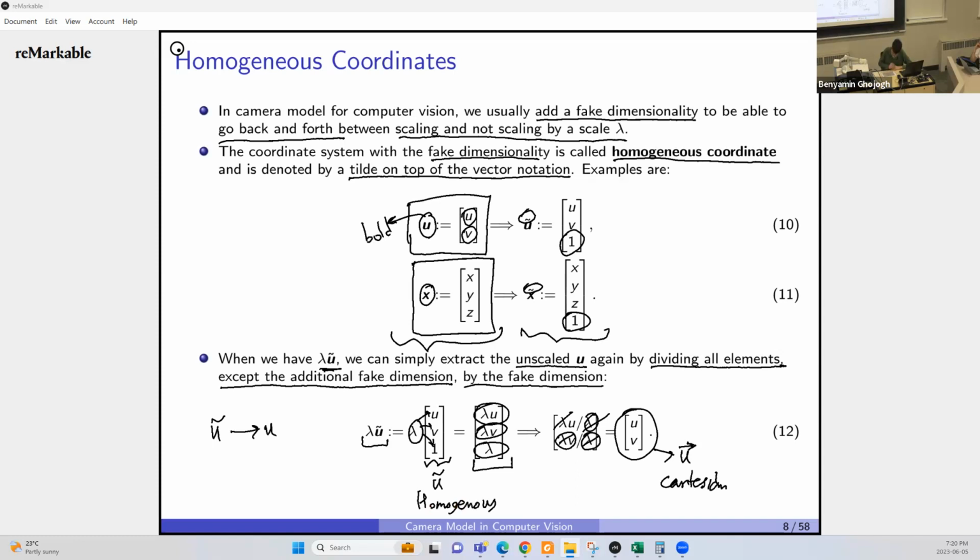As you see, we can go back and forth, right? So whenever I have u and v, I can write it as lambda u, lambda v, lambda. Whenever I have lambda u, lambda v, lambda, I can obtain u, v, obviously, right? So although it seems simple, or kind of ridiculous, it has its uses. We'll see.